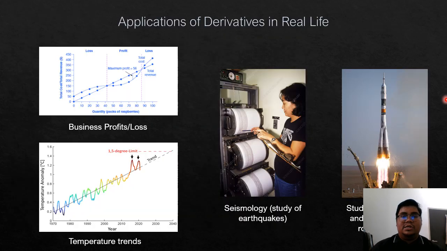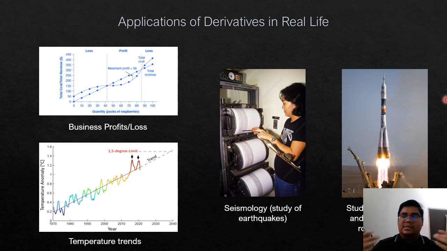So now some applications of derivatives in real life. Where do we actually use rate of change or differentiation? One of the commonly used is in business profits or loss. When some big companies want to see the trends of their profits and loss, they apply the derivative. We can see the tangent or the gradient to see if it's going up or going down. The same goes for temperature trends.